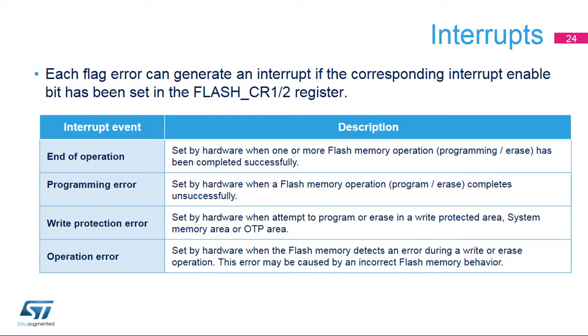Four interrupts can be generated by the flash memory. The end of operation interrupt is triggered when one or more flash program or erase operations is completed successfully. The programming error interrupt is triggered when a flash memory program or erase operation failed. The write protection error interrupt is triggered when a write access is attempted to a write protected area of the flash memory. The operation error interrupt is triggered when an error is detected during a write or erase operation.